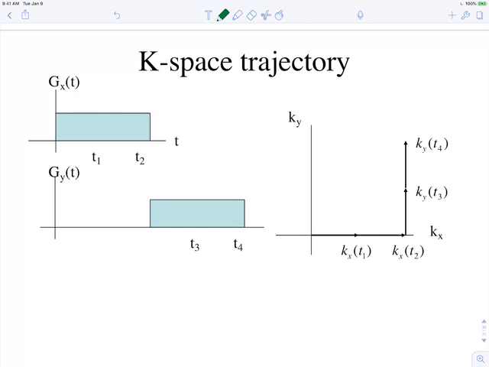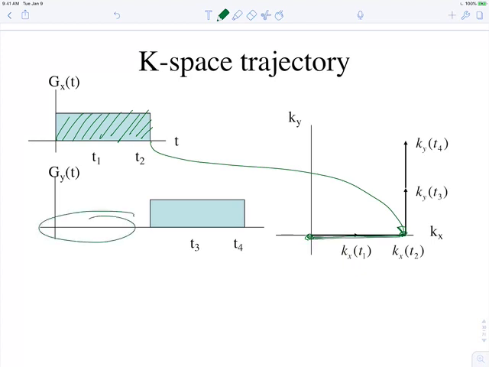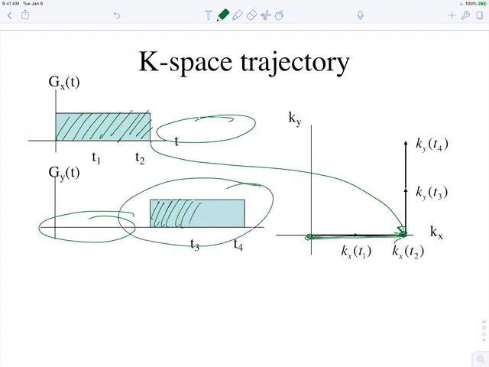So here we've turned on the GX gradient. We're just going to integrate over time, so we're moving from here to here. At this point in time, we're at this location in K-space, and because the GY gradient is off, we only move along this axis. Now we turn this gradient off, so we're not going to move out any further in Kx. Everything is along the GY, so now we accumulate, integrate over this, and move up in the Ky direction. At the end, we're at this point in K-space, and this took us from time 0 to time T4.